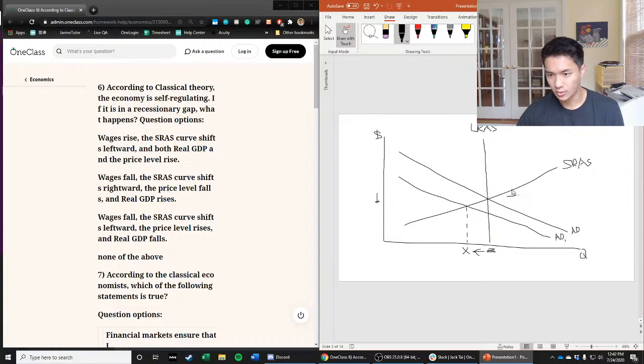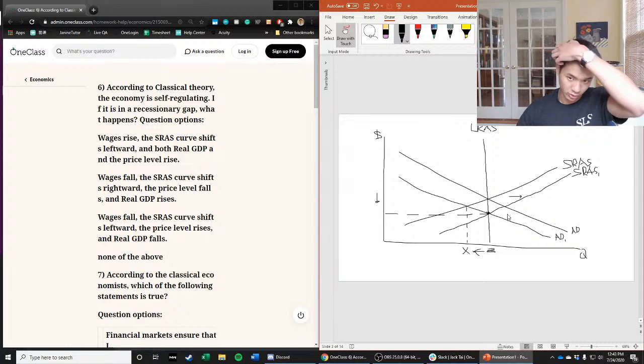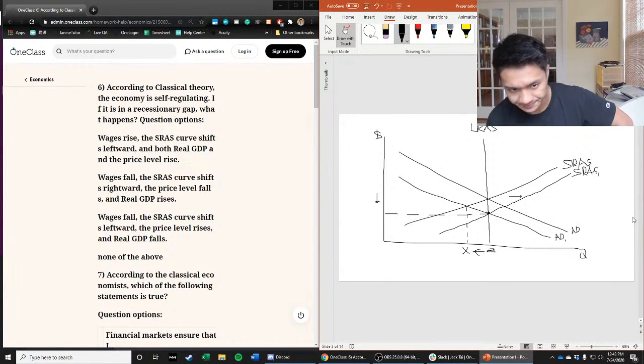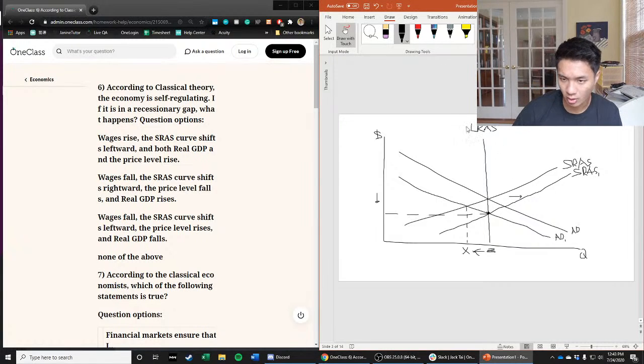And to what degree is it going to shift to the right? Well, it's going to keep shifting as long as wages are falling until you reach a point where it looks something like this. Right? And so now what we see is we've returned back to the long-run aggregate supply curve at a lower price level. This low price level right here, it's our new price level after we had a recessionary gap and then the economy self-corrected back towards the long-run aggregate supply curve.